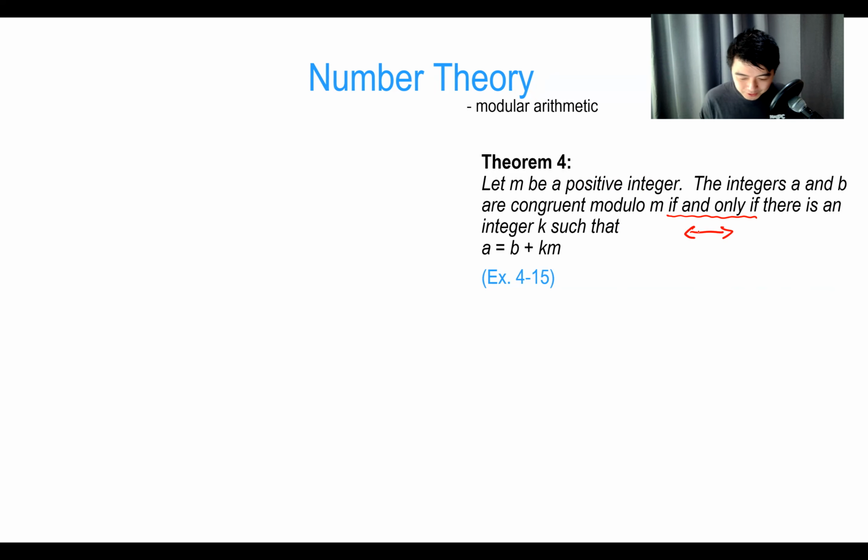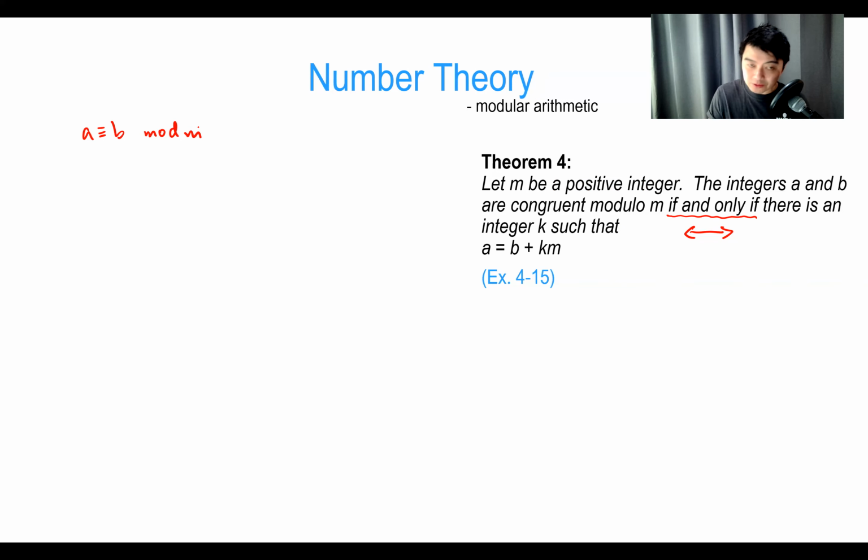All right, so in the forward direction, we have the statement: let m be a positive integer. The integers a and b are congruent modulo m, if and only if there is an integer k such that a is equal to b plus km. I'm going to start off with this.